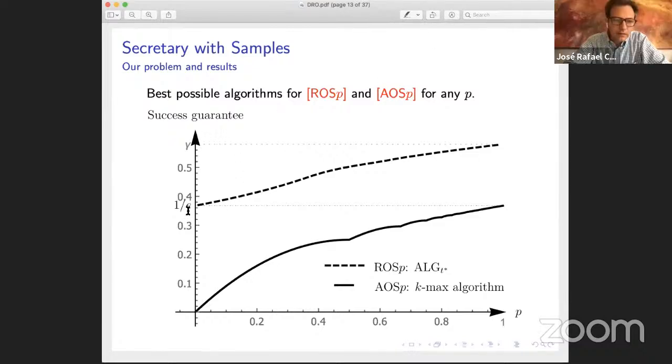Okay, so when P is 0, this dashed line is the random order. Of course, when P is 0, the guarantee is 1 over E because it's just the secretary problem. So this should be very clear. And then it grows essentially linearly. And when P goes to 1, what's interesting is that your guarantee grows to that of Gilbert and Mosteller, which is the value you get if these were IID samples from some known distribution.